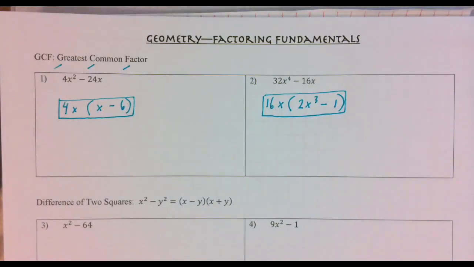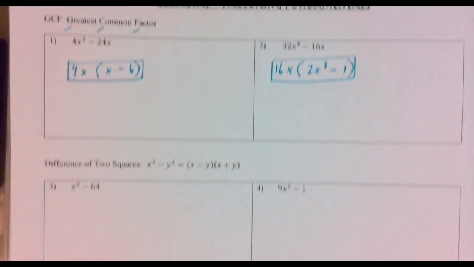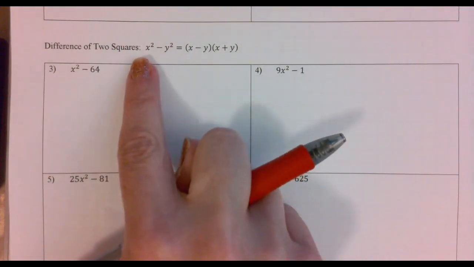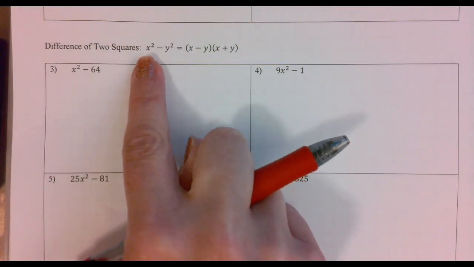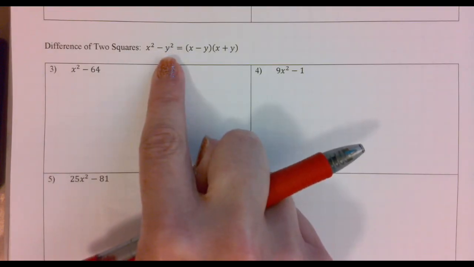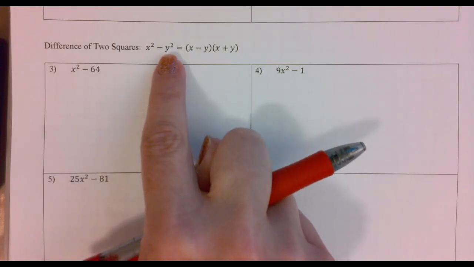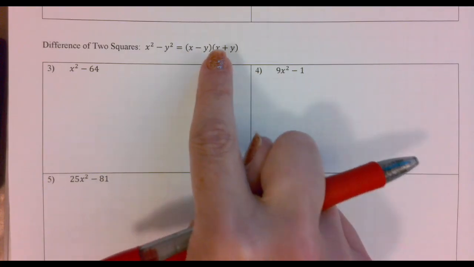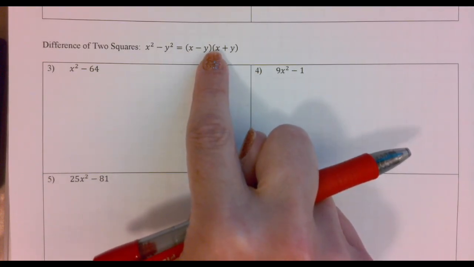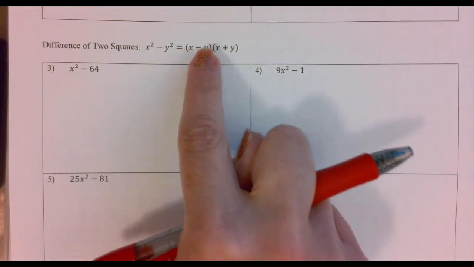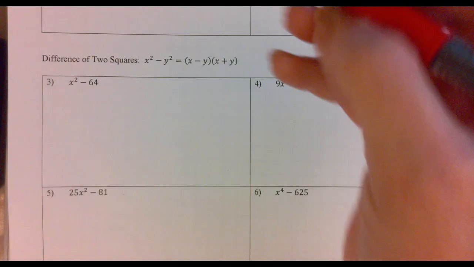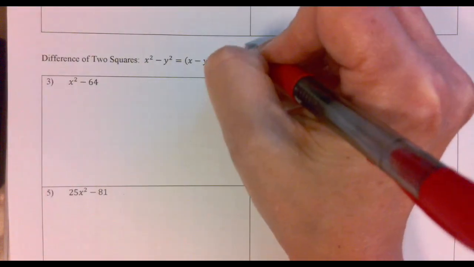Okay, next pattern we look for is a difference of two squares. So here we have an expression where we have a perfect square minus a perfect square. It always factors into this binomial, x minus y, times this binomial, x plus y, where they're opposite signs. Okay, one thing to point out while we're here also is that there is no sum of two squares.